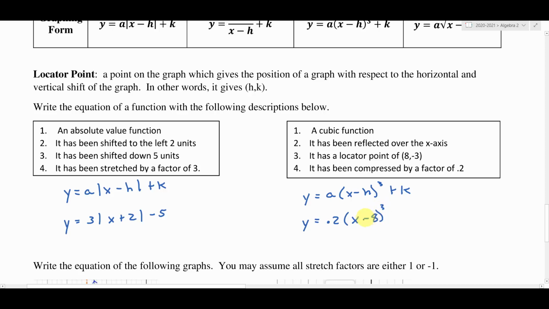So subtracting 8 inside of the parentheses will move it to the right 8, giving it an x coordinate for the locator point of 8. Now the minus 3 would tell me that it has moved down 3 units. So for the k value, I'm going to say minus 3. The last clue here that I haven't considered yet is clue 2, where it says it's been reflected over the x-axis. To perform a reflection, we need a negative in front of the a value. And that completes our equation for that one.